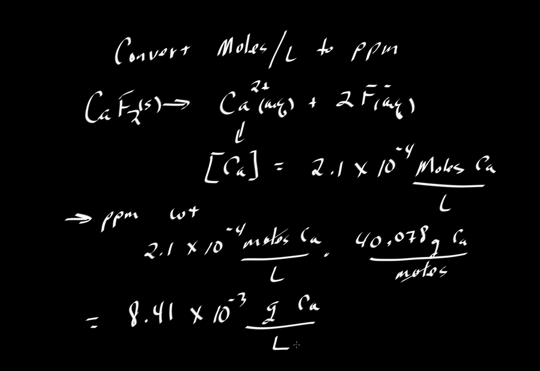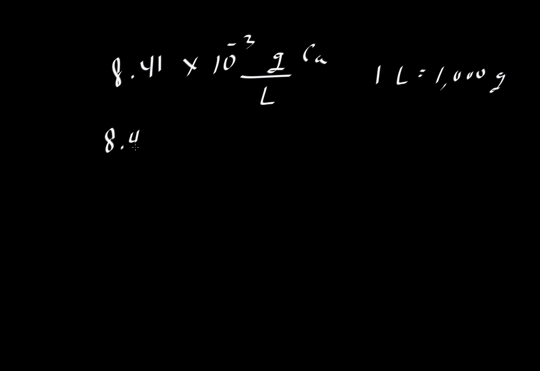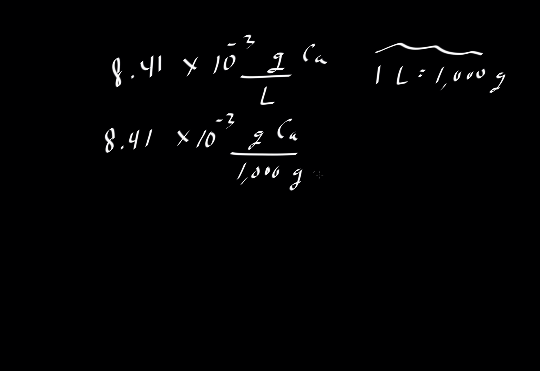Let's erase the chalkboard and finish this off. So we have 8.41 times 10 to the minus 3 grams of calcium per liter of solution. But 1 liter of water, if it's pure water, is equal to 1,000 grams. So as a rough approximation, this is going to be 8.41 times 10 to the minus 3 grams of calcium per approximately 1,000 grams of solution. So you can see we've got grams over grams by taking this approximation. This is true for pure water. This is not pure water, but it's going to be pretty darn close for this case.